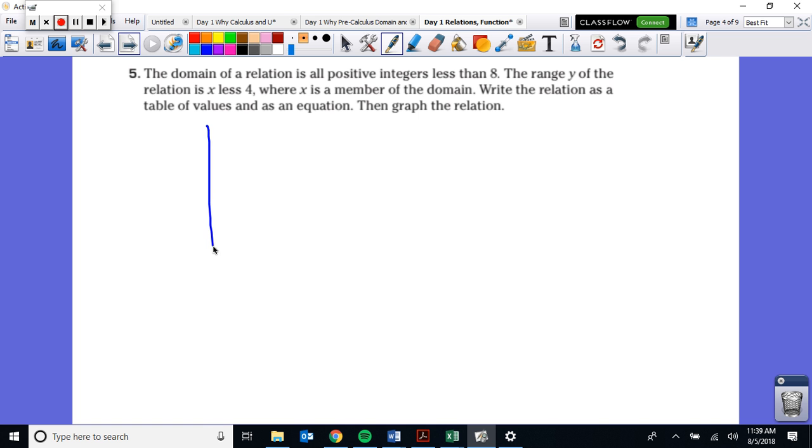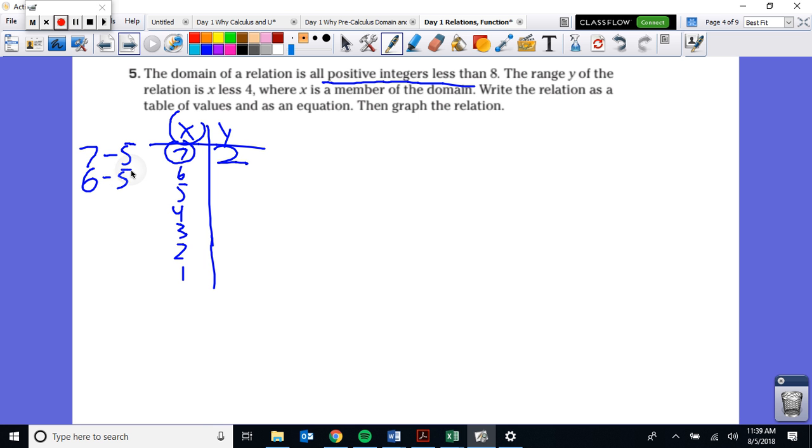All right, let's check it out. So x and y. The domain, which is the x, is all positive integers less than 8. So that would be 7, 6, 5, 4, 3, 2, 1. We got it. The range is x less 5. So x is 7 less 5 would be 2. 6 less 5 would be 1. 5 less 5 would be 0. And 2, 1, 0. I can just see what's going on. After this, negative 2, negative 3, and negative 4. We got it. So I can keep going with that, or I can do 4 less than 5, and I got negative 1. Okay? So we got the table.